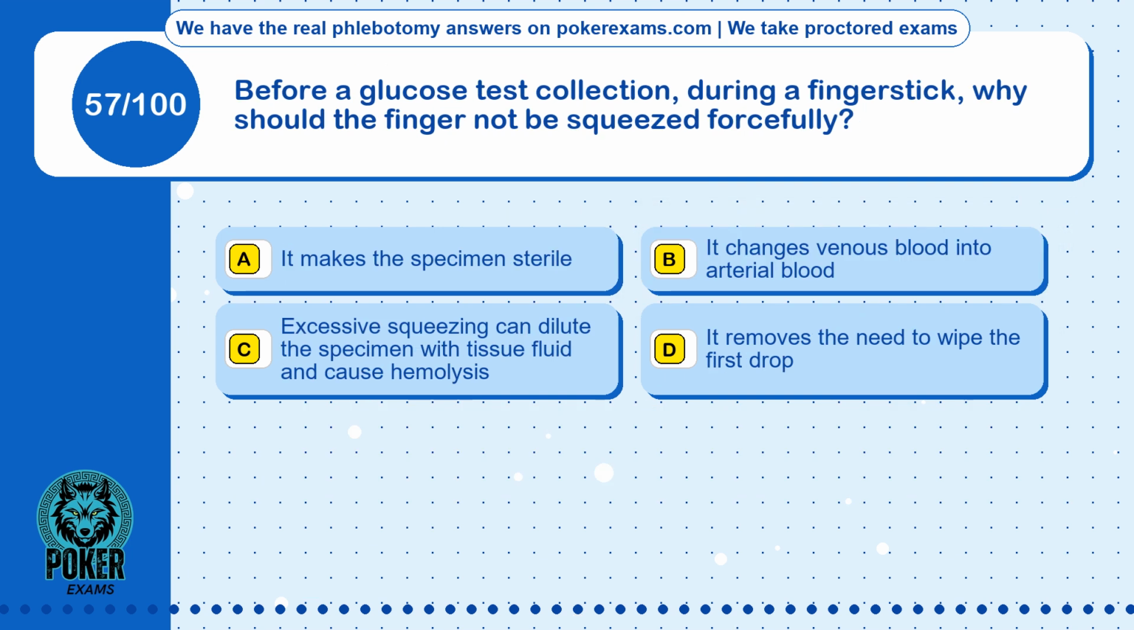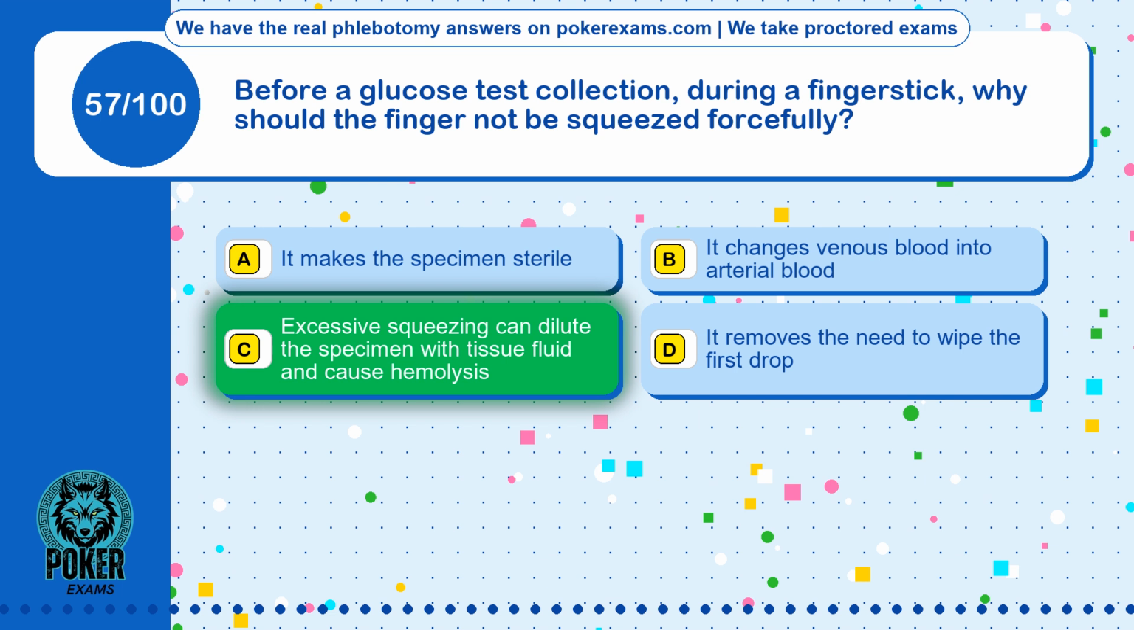Question 57. Before a glucose test collection, during a finger stick, why should the finger not be squeezed forcefully? Option A. It makes the specimen sterile. Option B. It changes venous blood into arterial blood. Option C. Excessive squeezing can dilute the specimen with tissue fluid and cause hemolysis. Option D. It removes the need to wipe the first drop.